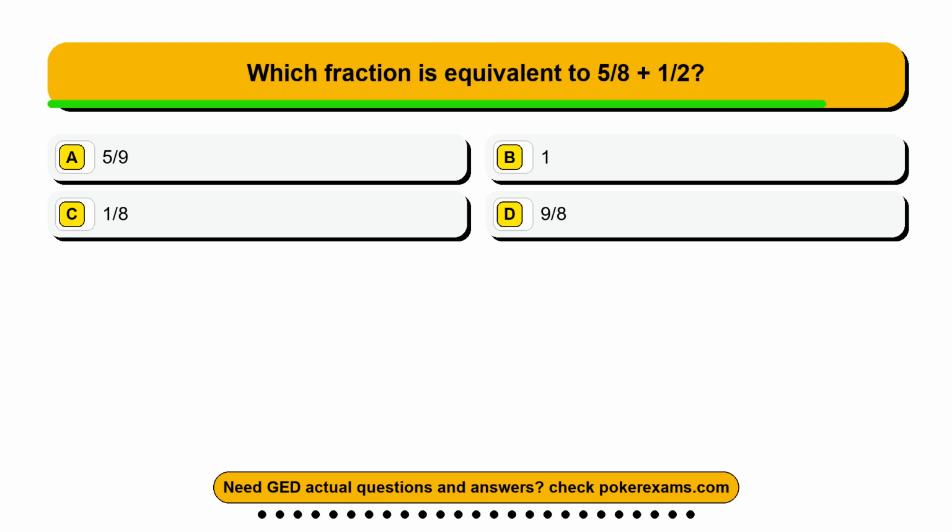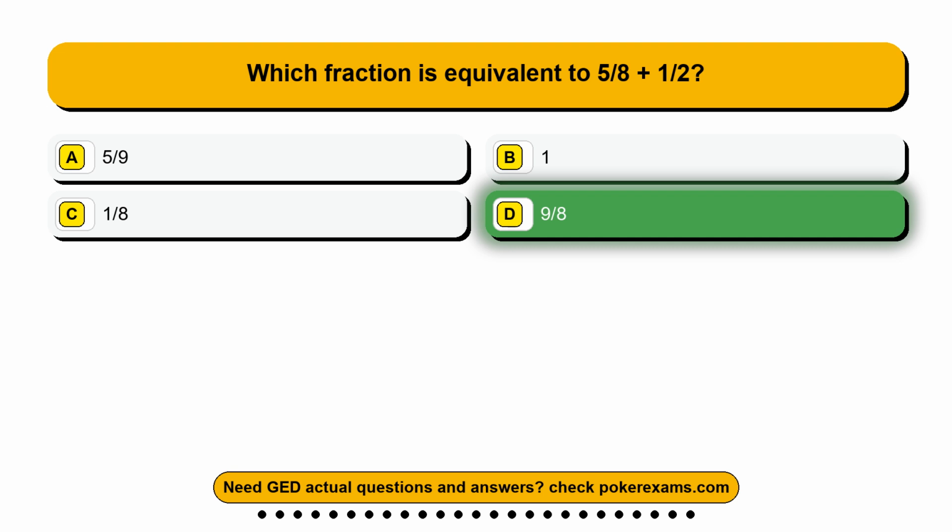Question 3. Which fraction is equivalent to 5/8 plus 1/2? Option A, 5/9. Option B, 1. Option C, 1/8. Option D, 9/8. The correct answer is option D, 9/8.